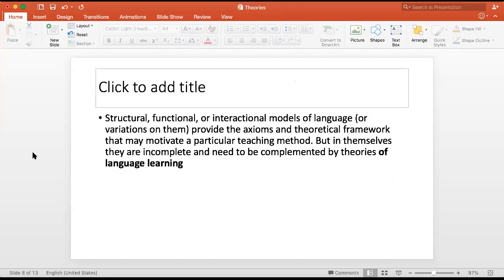Now, when we are designing a method, the structural, functional, or interactional model of language, these three theories of language actually provide us with theoretical frameworks, and these frameworks lead us to particular teaching methods.